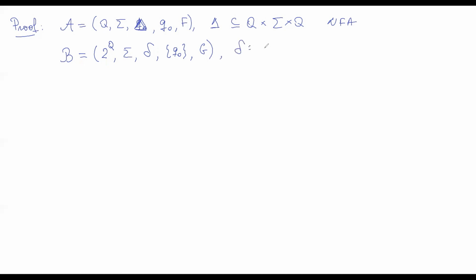So my delta is going to be defined on 2 to the power Q. So it's a function from the set of states times the alphabet into the set of states. I will define this in a moment, and G is going to be a subset of 2 to the power Q. And so this is going to be a deterministic finite automaton, and I will define it in such a way that they are equivalent. So that's the objective. And so here is how I'm going to define it.